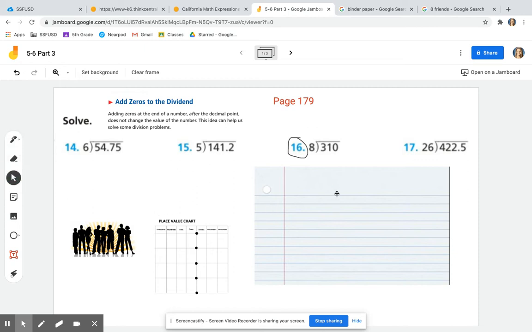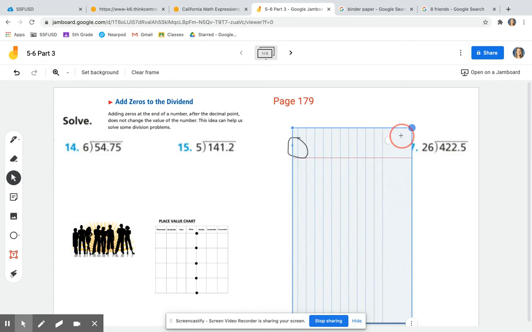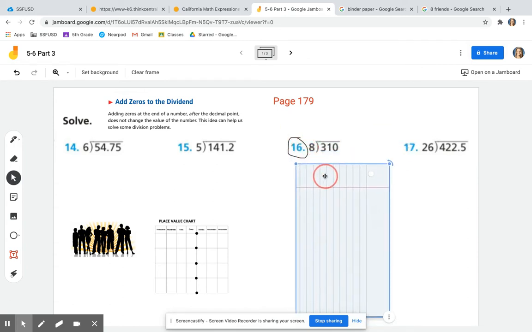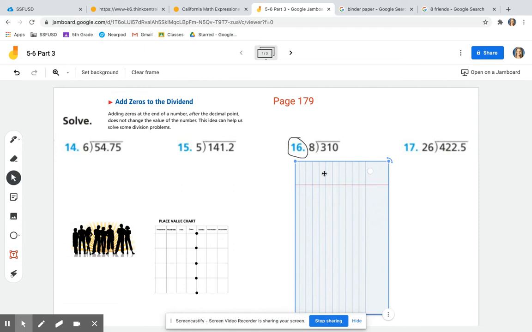And here's a trick that I'm going to show you on how to keep our place values all lined up when we're completing division problems. What we're going to do is turn our paper so that the lines are now going vertically rather than horizontally. So adjust your binder paper so that when you're looking at it, the lines are vertical, just like that. All right.